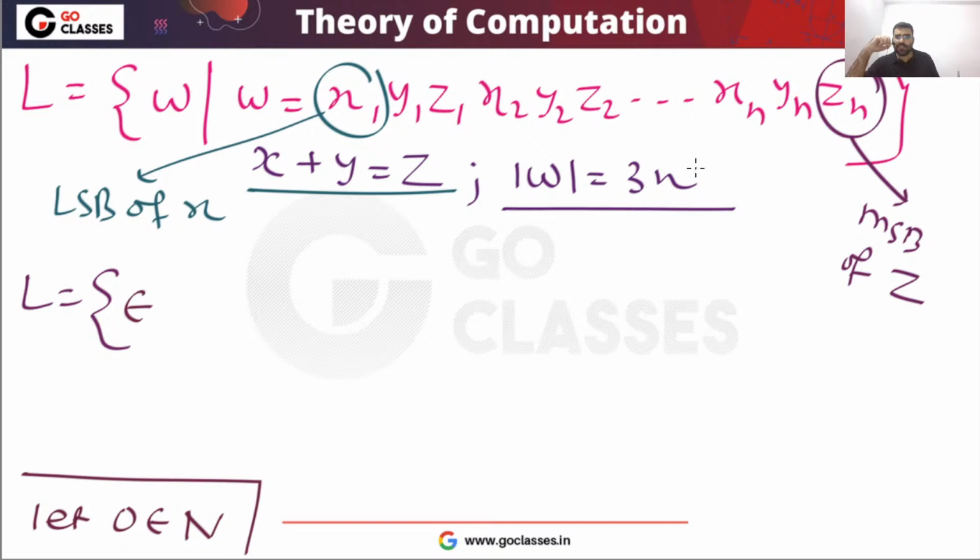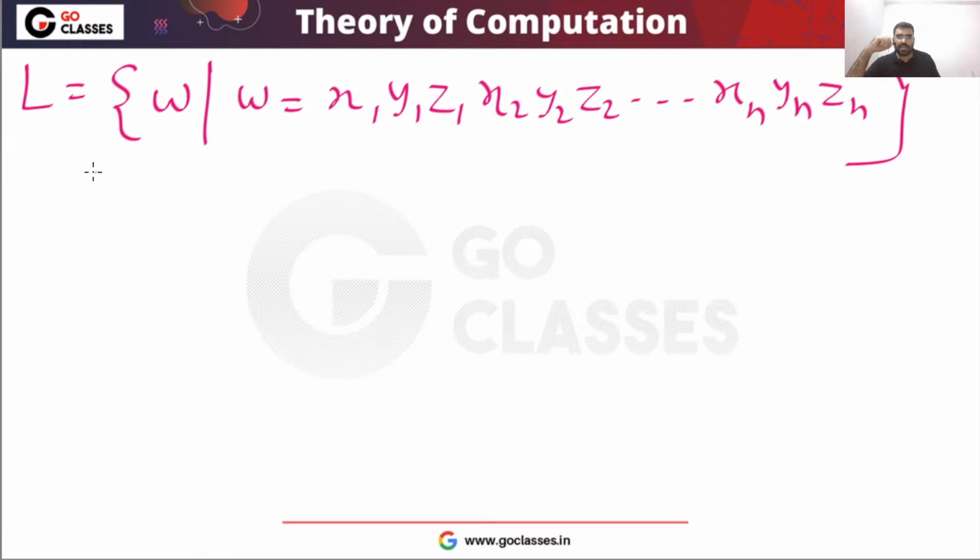So you can notice the empty string will be in the language. Why? Because if I put n equal to 0, then the length of w will be 0. Remember, the length of w is 3n, a multiple of 3. So which string has length 0? That is the empty string. So you get the empty string when you put n equal to 0. If I put n equal to 1, which strings will I get?